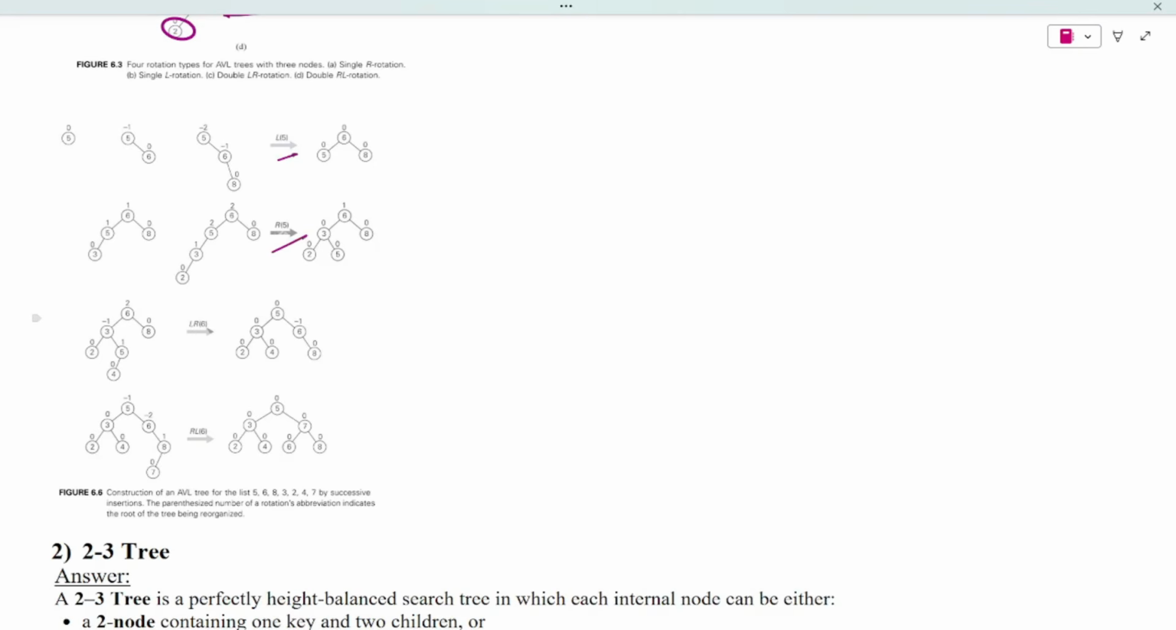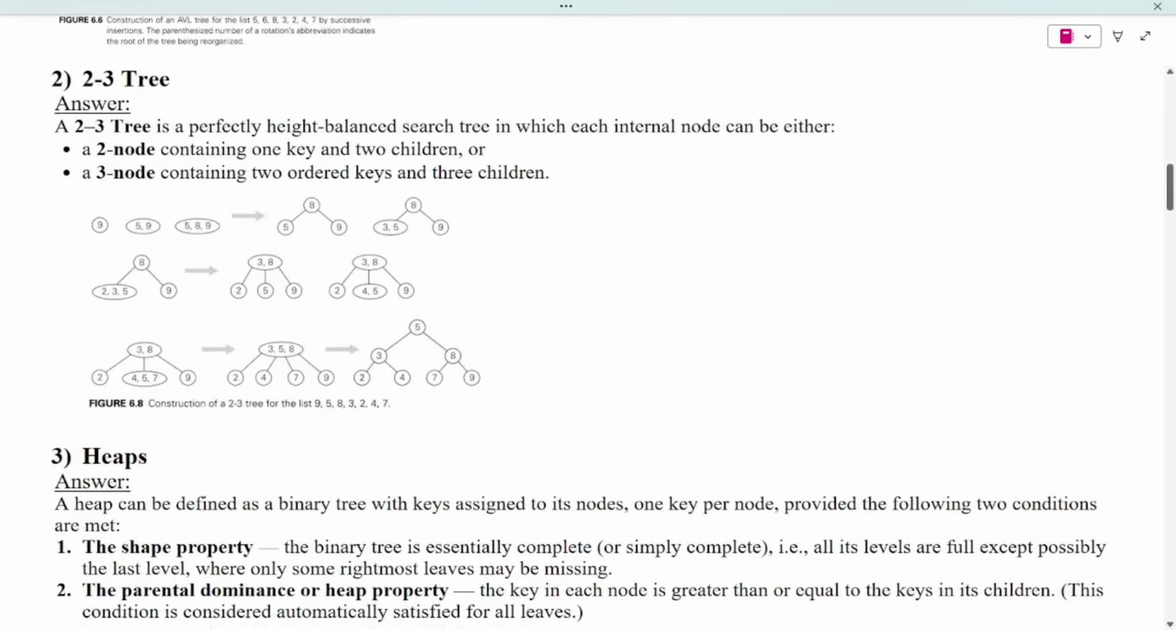That is the left rotation you will be doing, then right, left-right, and right-left. This is the most important question. Next is the 2-3 tree.